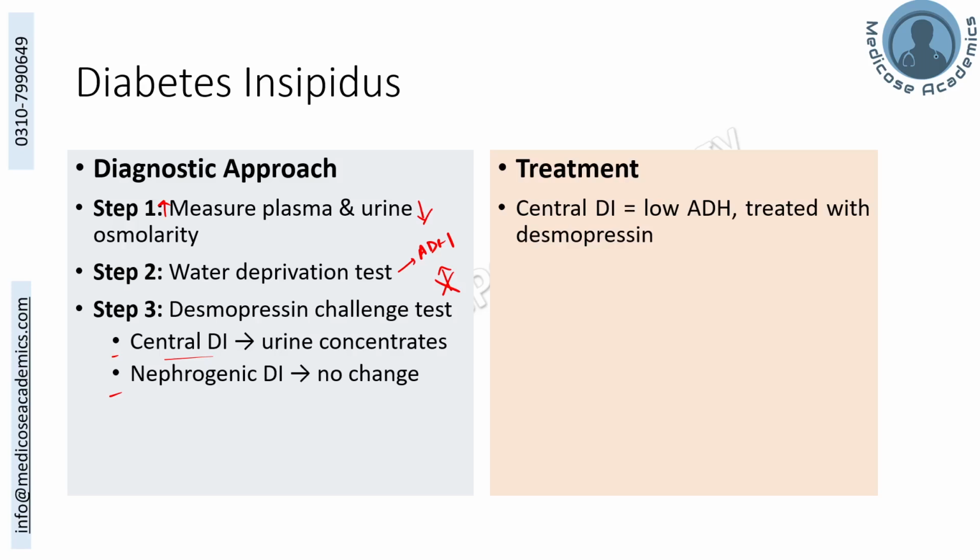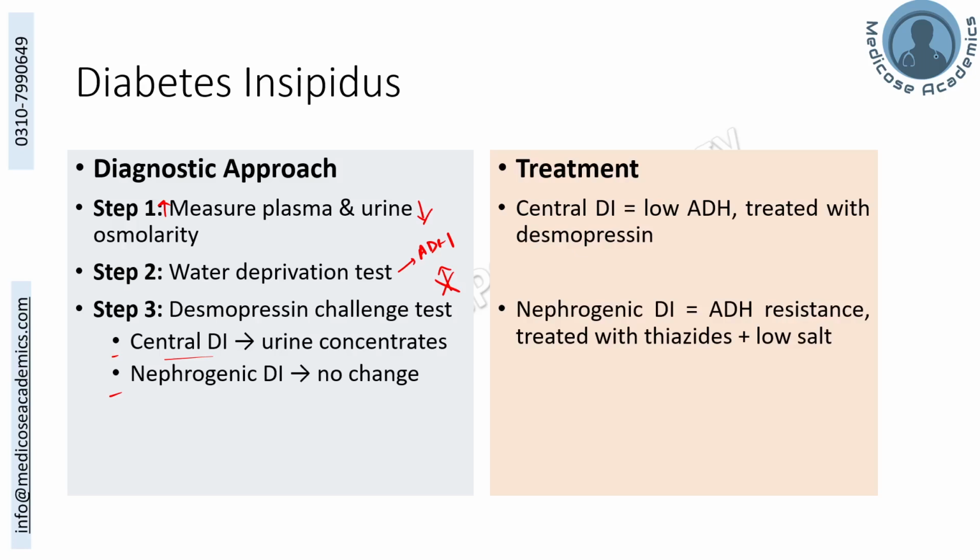giving the desmopressin, the vasopressin analog, as therapeutic treatment. For nephrogenic diabetes insipidus, the primary cause should be found out and cured if possible. And symptomatic treatment may include low salt diet, fluid replenishment, as well as thiazide diuretics.